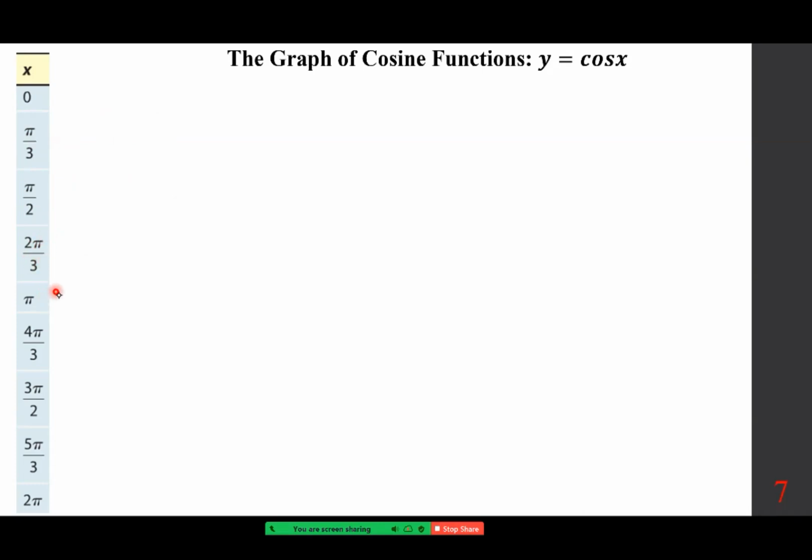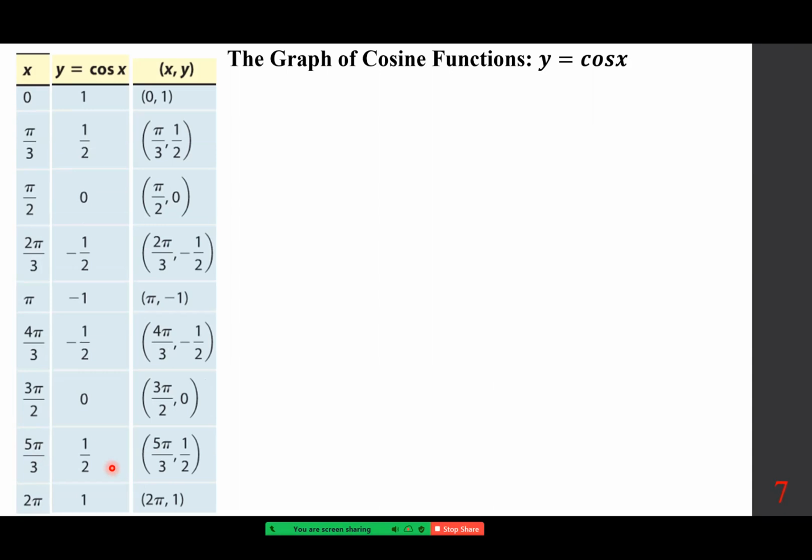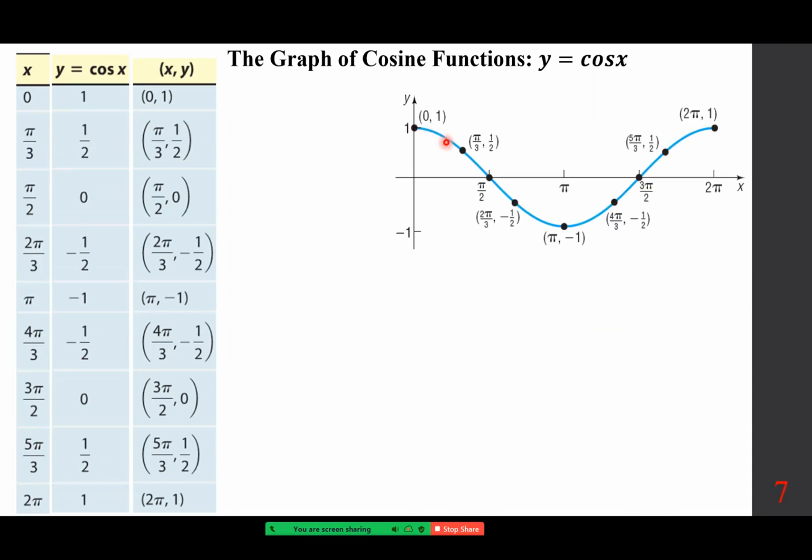Pi is -1. 4 pi over 3 works like pi over 3. That means 1/2, but it's in the third quadrant. It is again negative. 3 pi over 2 is 0. 5 pi over 3 again works like pi over 3, 1/2. In the fourth quadrant is positive. 2 pi, the same as 0, gives you 1. So we are back at that. So we can write those pairs. And if we graph it carefully, it will look like this.